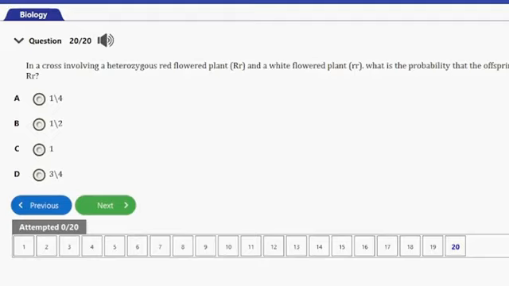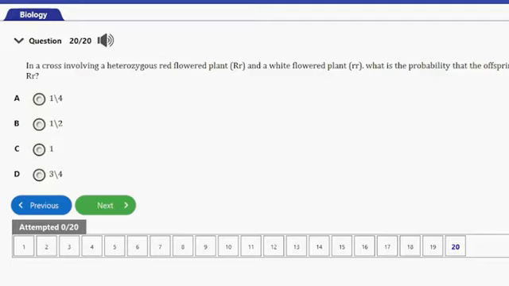It says in a cross involving a heterozygous red flowered plant and a white flowered plant, what is the probability that the offspring will be heterozygous Rr? So we have A, 1/4, B, 1/2, C, 1, D, 3/4.